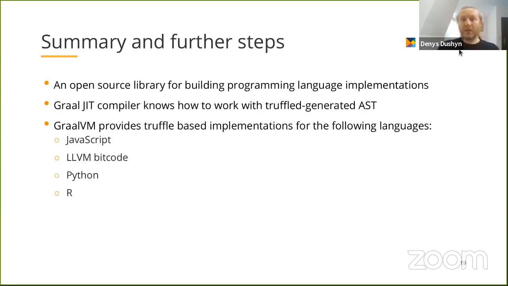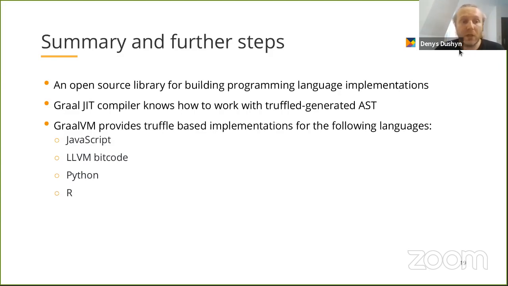So the summary is the following. The Truffle framework is an open source library for building programming language implementations. It is available on GitHub. It's possible to tweak, it's possible to hack it if you want. Also, the Truffle framework is built on top of the Graal just-in-time compiler. The Graal just-in-time compiler knows a lot about Truffle and knows how to work with Truffle-generated abstract syntax trees.